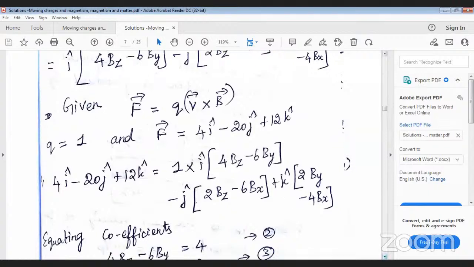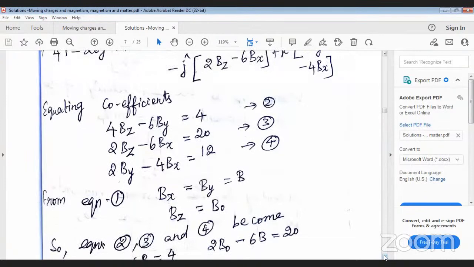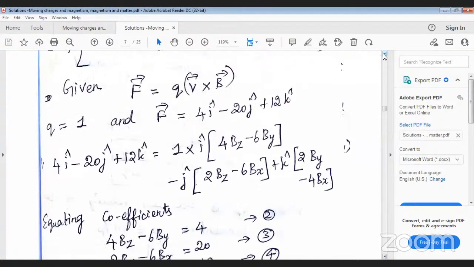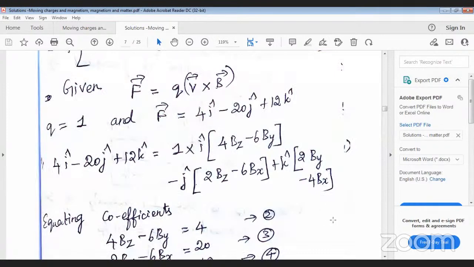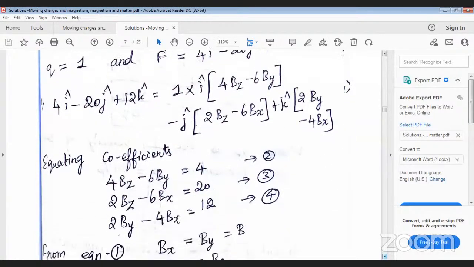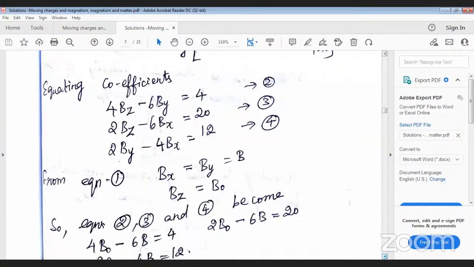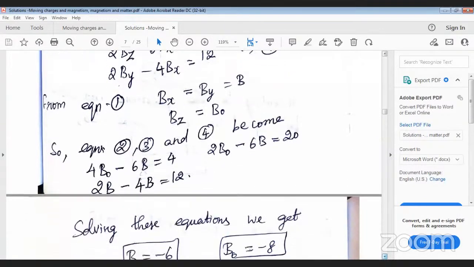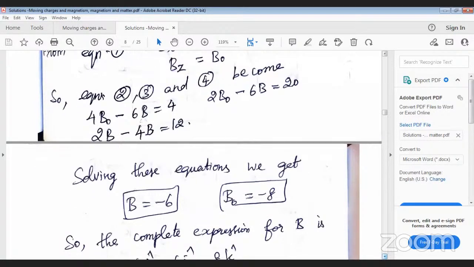So you know very well it has been given in the question. You have to equate the coefficients. So here, in the equation, you have to equate the coefficients of i, j and k. So equating the coefficients, you will be getting b equal to minus 6 and b naught equal to minus 8.